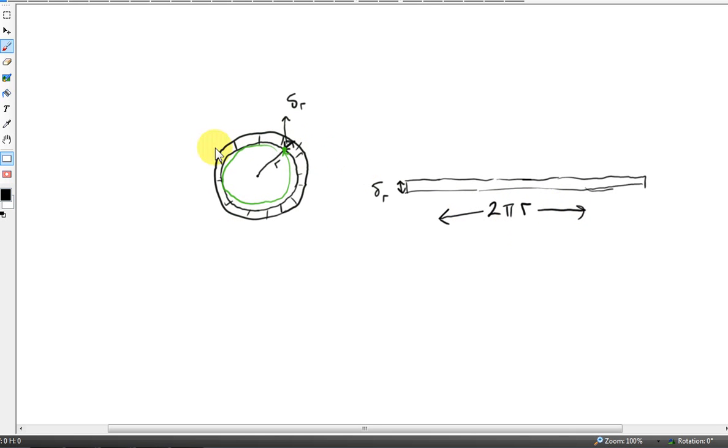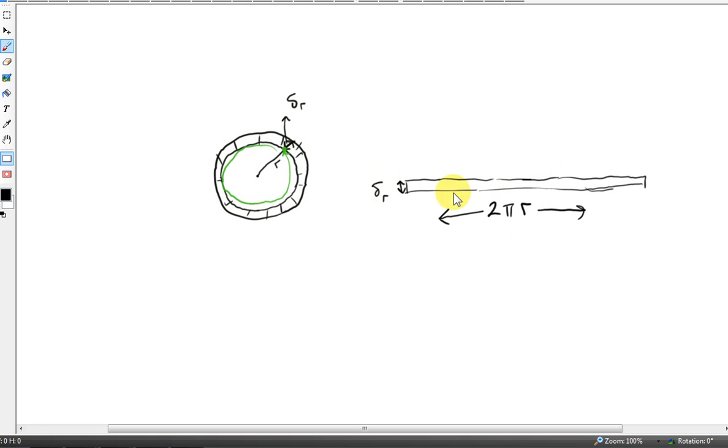Of course, the outer length is a little bit more because we have a circle of larger radius, a circle of radius r plus delta r. But if delta r is very small, then both sides of this shape will be the same. So the bottom side is 2 pi r, and the top side will also be approximately 2 pi r, depending on how small this is. In the limit as this goes to 0, of course, we will have a rectangle.